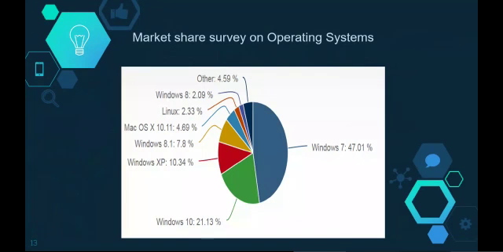Here is a general market share survey on operating systems where Windows is ruling other operating systems with the help of the file systems present, that means the Windows operating system. As discussed so far, the file systems of Windows operating systems such as NTFS and REFS are the main reason why Windows OS is widely used.